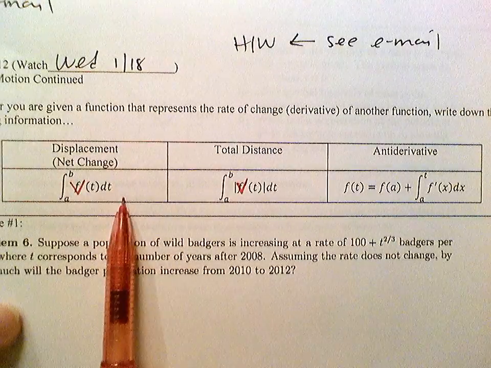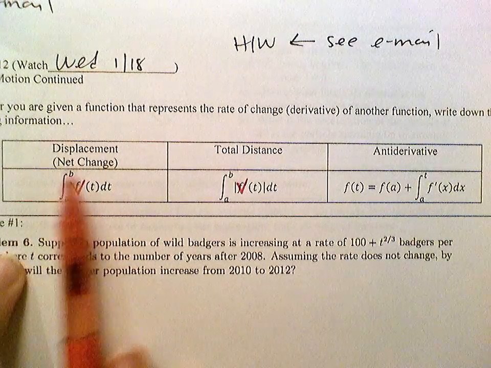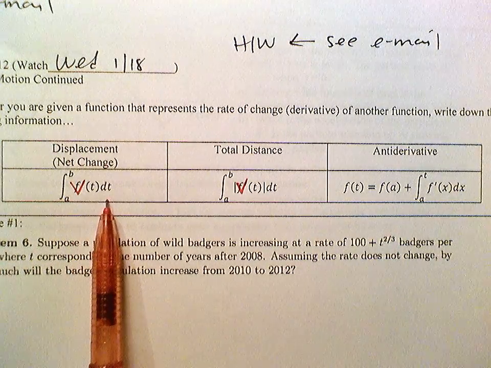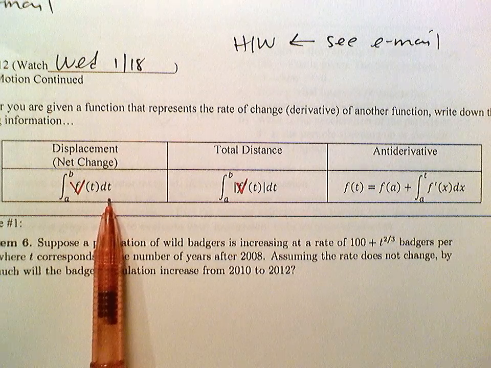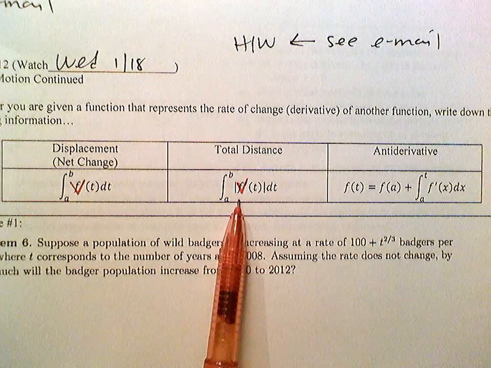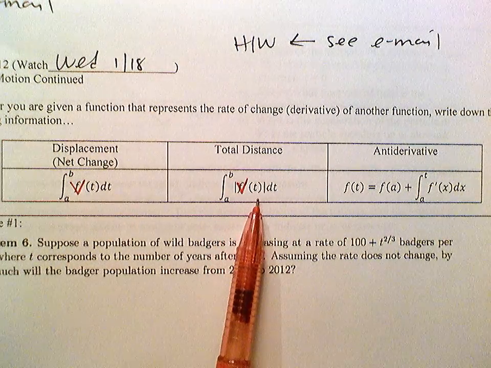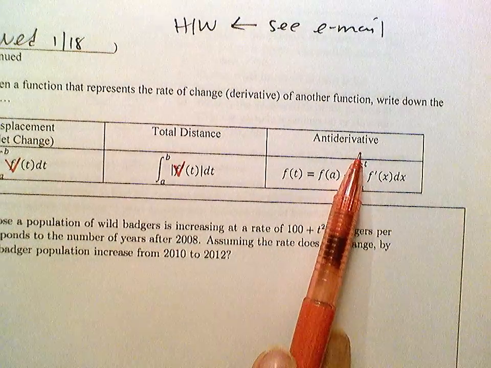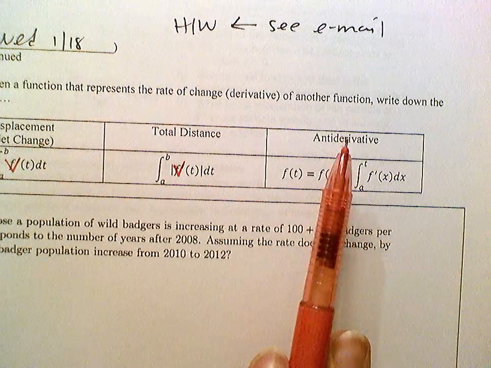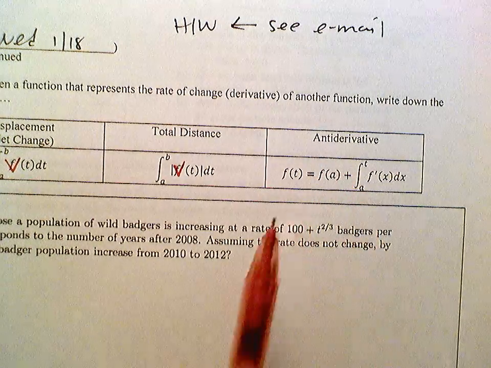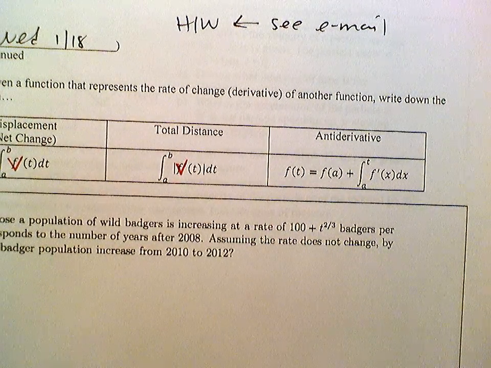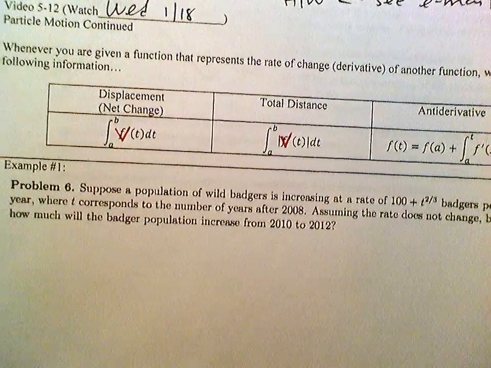Net change or displacement is given by the integral from a to b of the velocity function, or the first derivative if you're not dealing with displacement, if you're just dealing with the net change of something that's changing. You'll see that in a moment. Total distance will be the integral from a to b of the absolute value of velocity. And if you know the derivative function, you could always find the antiderivative of it with this formula here. Okay, so there's that.